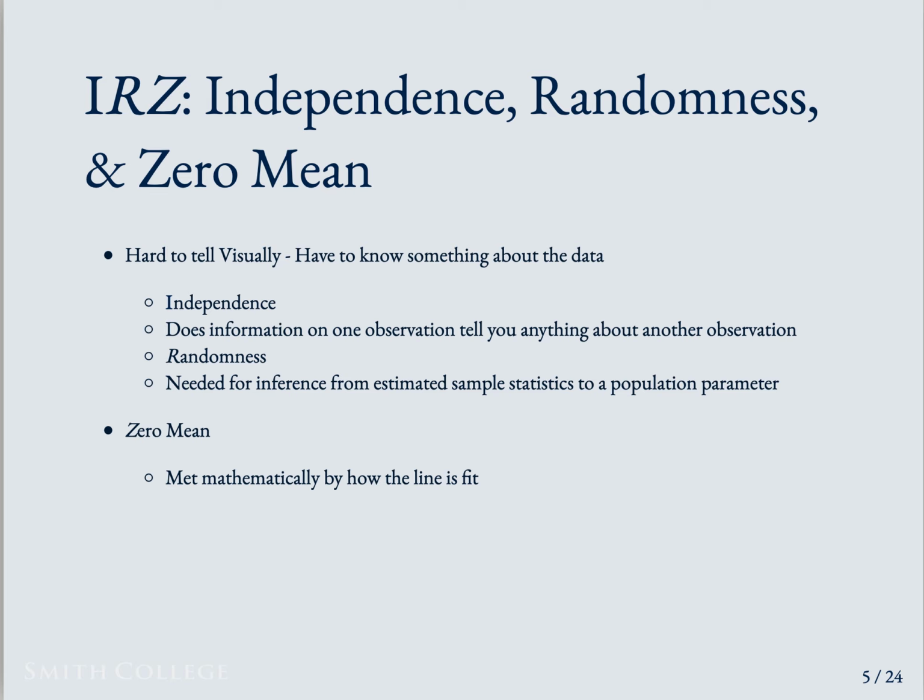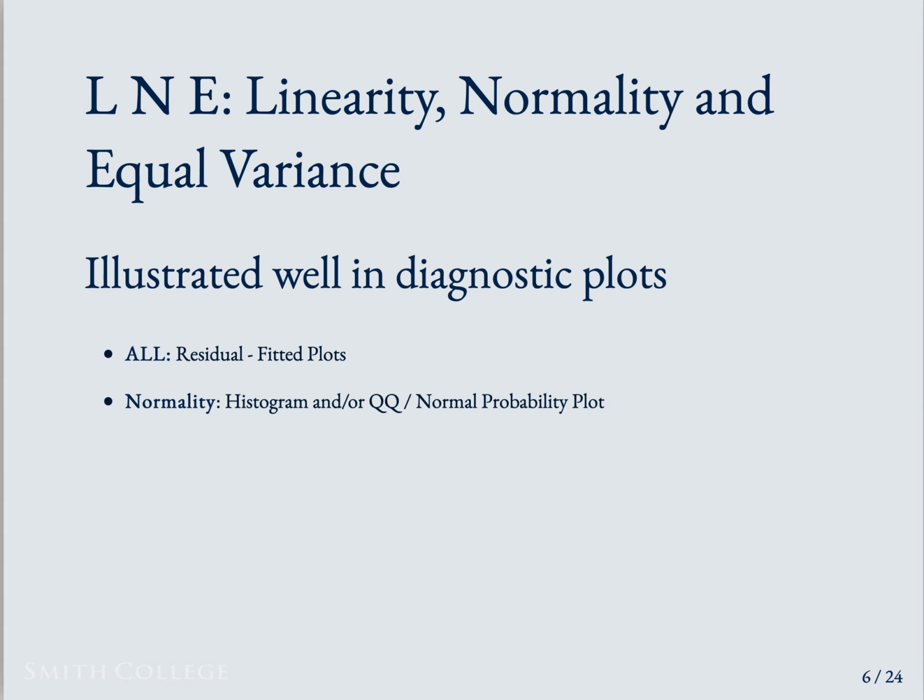Zero mean you can see visually, but we don't tend to talk about it much. It's mostly mathematically set by how the line is fit. So then what we do focus on in terms of the visuals are linearity, normality, and equivariance. And so we have a couple of different plots that we've looked at already briefly, and you've done in the homework to think about this. So all of these can be assessed with the residual fitted plots to a certain degree. Normality is more clearly considered in histograms or the normal QQ plot.